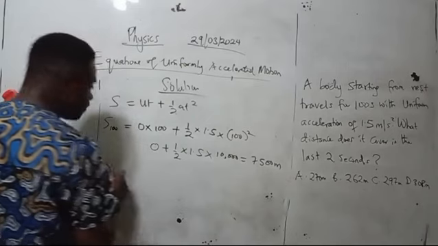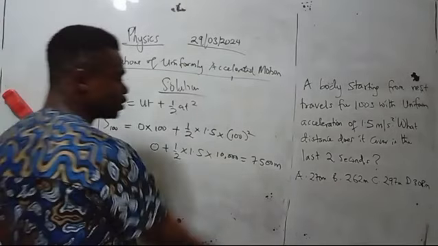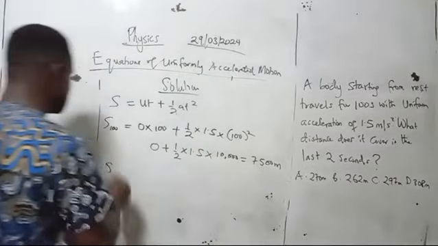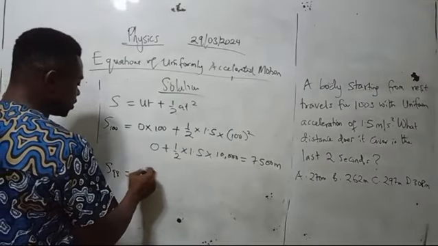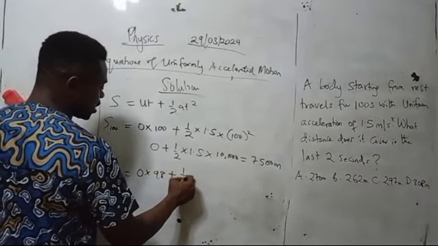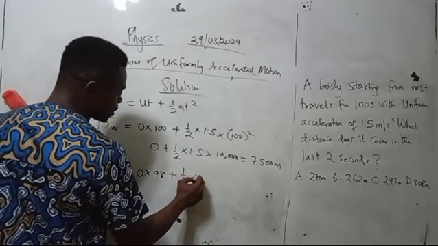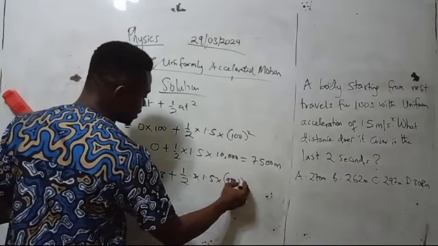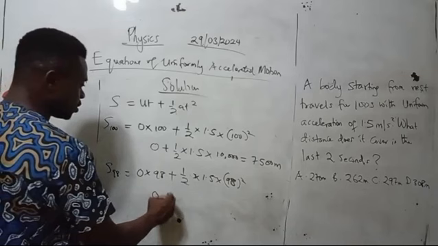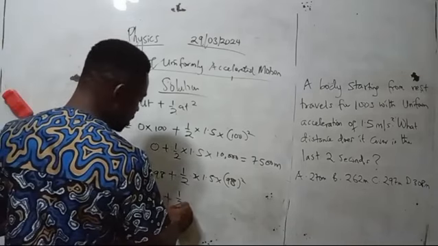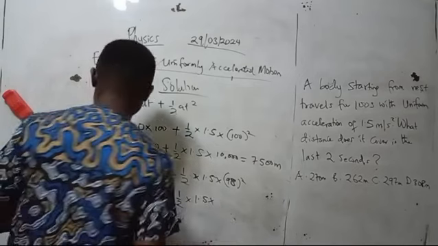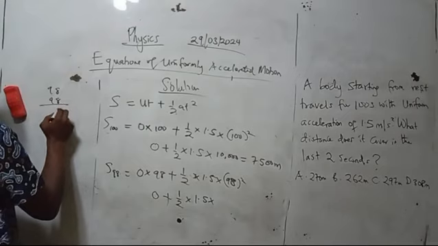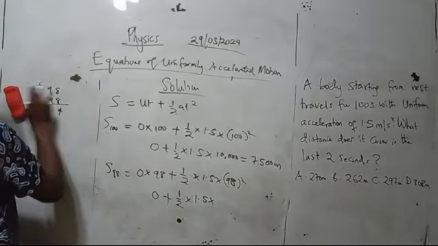So let's calculate before getting to the last 2 seconds. It would have covered for the 98 seconds. So S98 is equal to 0 times 98 plus half times 1.5 times 98 squared. Here is automatically 0 plus half times 1.5. 98 times 98 is what? Let me do it sharper, no time to wait. 98, this is 64, 4, 6, 8 times 9.